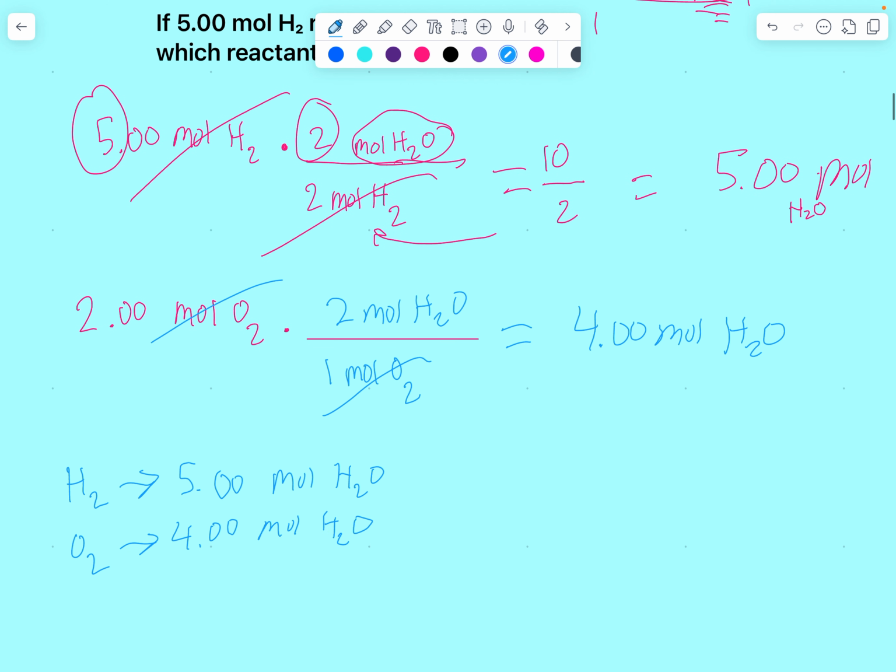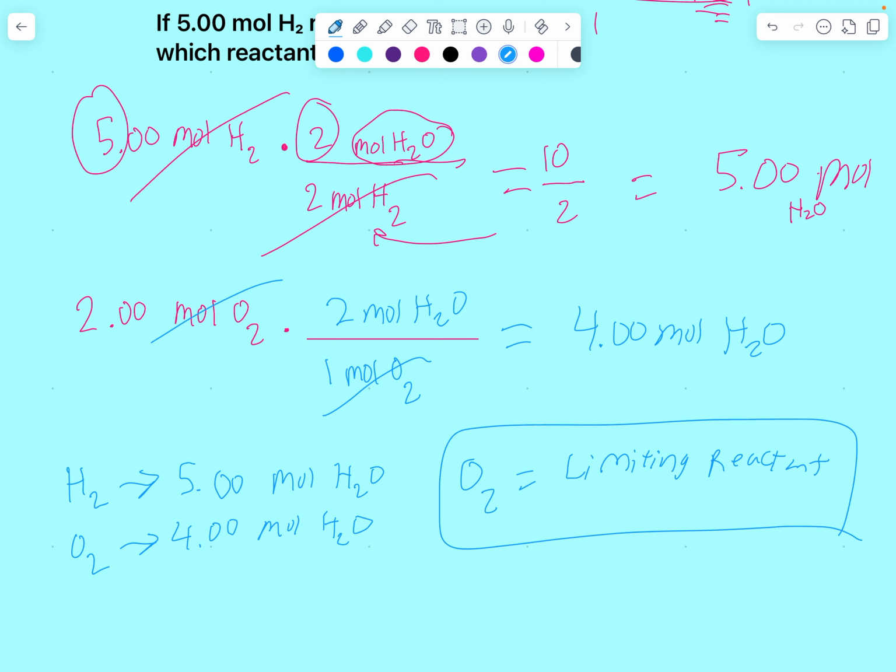By looking at this, I can tell you 4 is less than 5, and I'm sure you would agree with me on that. So O2 is the limiting reactant. It produces less product. All right? The limiting reactant is the one that makes the least amount of product. I can't stress that enough. Okay, let's move on to question 2.